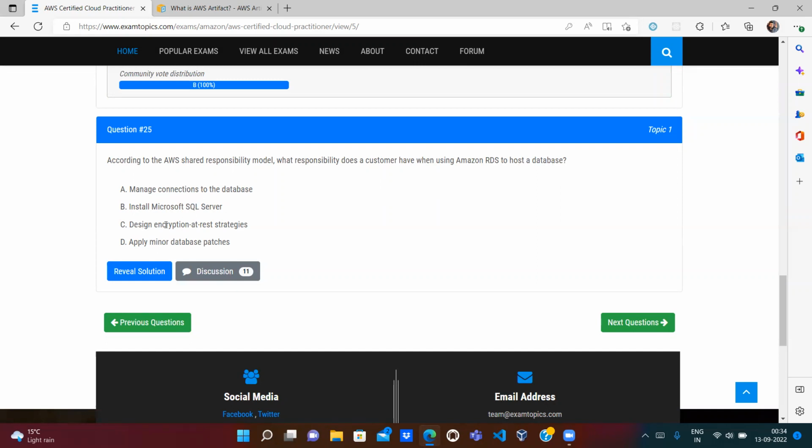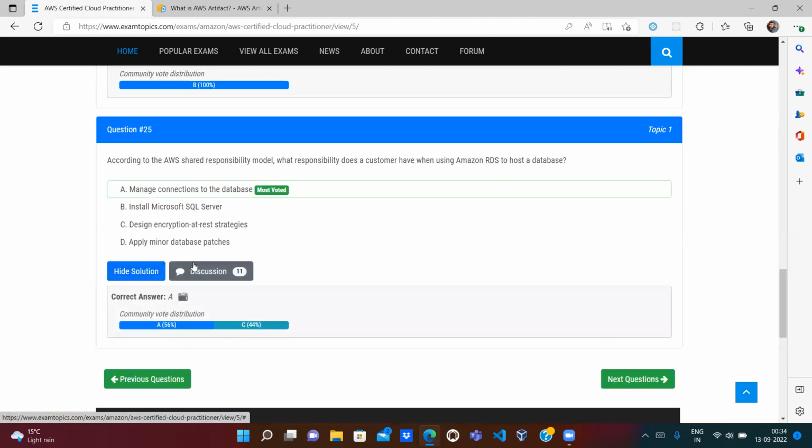We manage the connection to the database and design encryption. So to me it looks like C, because encryption at rest is the customer responsibility. By default, AWS is not going to encrypt your data, so it's our responsibility to encrypt the data. But the question says design encryption at rest strategies, so that is a design. It looks confusing, but it still looks correct to me. If you see the answers, 56% of people say A, but 44% of the people say C.